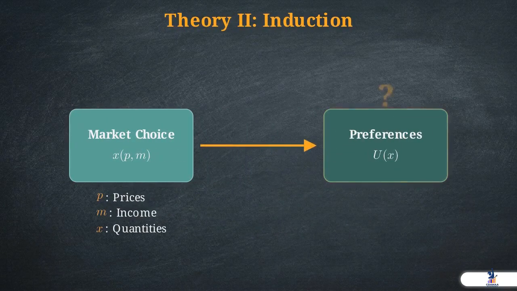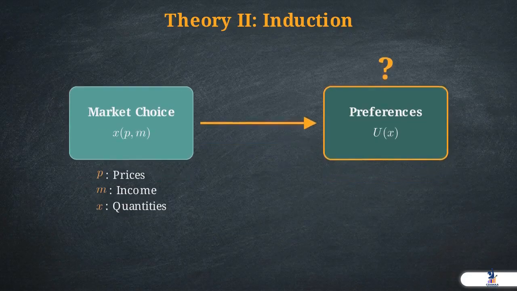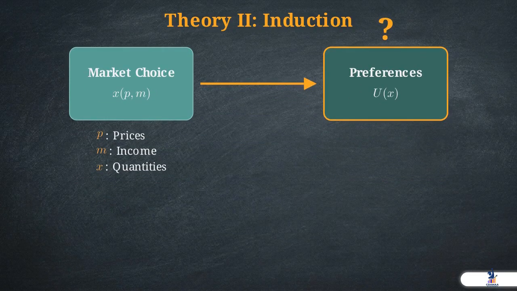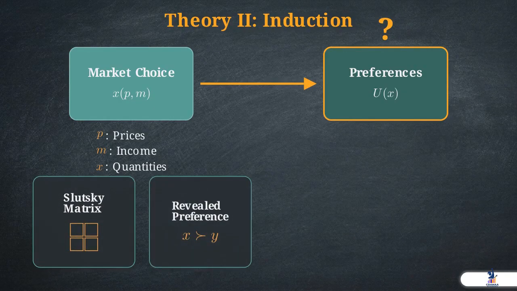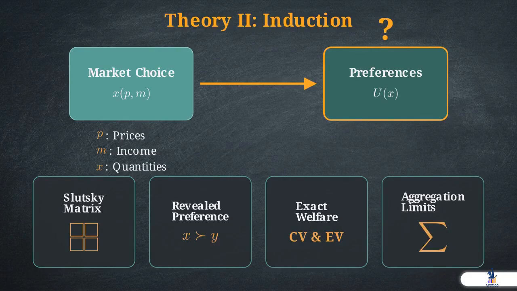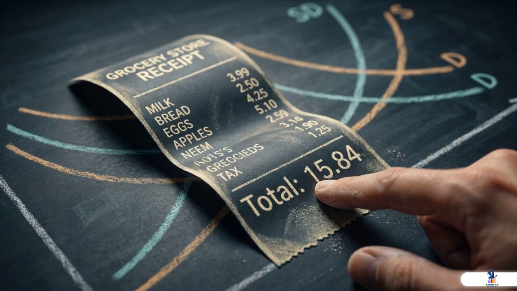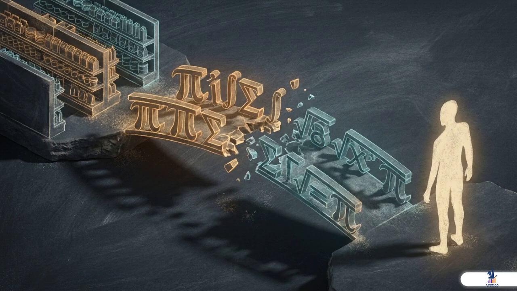We start with behavior and ask, can a single rational preference relation generate this data? This requires diving into 4 areas: the Slutsky matrix, revealed preference, exact welfare measures, and aggregation limits. We will find that the standard approximations used in applied work, like simple consumer surplus, often overlook the complex interactions between prices and income. If a demand system fails the test of integrability, we lose the mathematical bridge between observed choices and the actual well-being of the consumer.